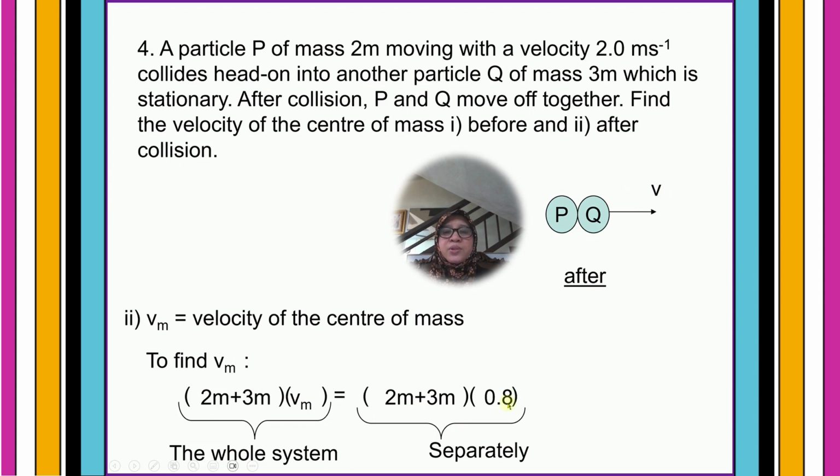The v that we calculated from the previous slide is 0.8, so you substitute 0.8. I didn't put it here just now. So this Vm is actually the same. Cancel out 2m plus 3m on both sides. So we get Vm is 0.8 meter per second. It's the same as this v, 0.8, and the velocity of the center of mass is also 0.8 meter per second. Okay, so that's the answer.